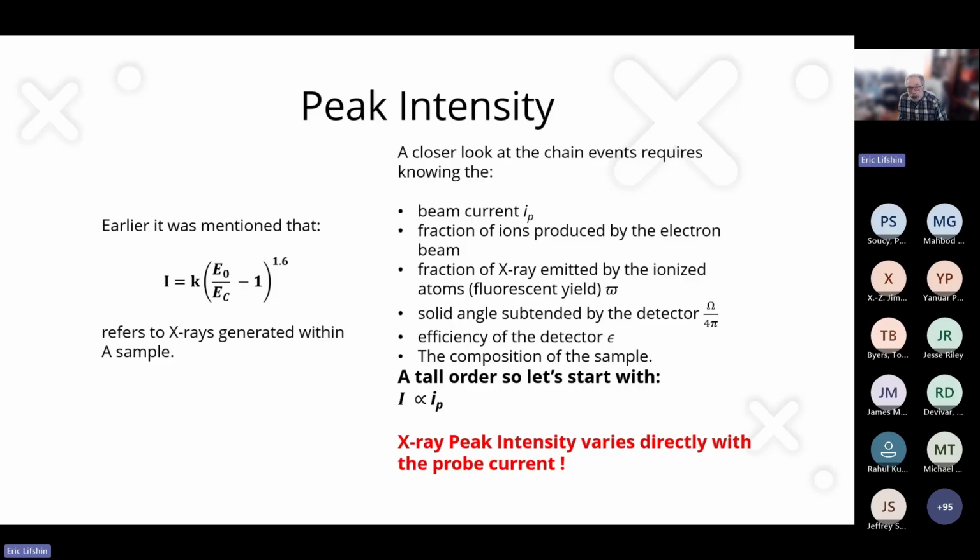But when you look at the chain, the important thing in that constant K is to recognize that your signal always varies directly with probe current. So one of the reasons why this thing really didn't take off right away with scanning microscopes is that we're talking about currents, particularly in the early days, even with lanthanum hexaboride, in the neighborhood of 100 picoamps or something when you're looking at a really small spot.